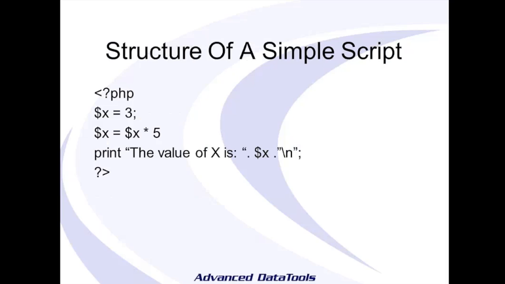Just a structure of a simple script. We talked last week, but you start everything with less than question mark PHP. You do some code, and I just realized I left off a semicolon on the second line. That is my mistake. The first line, x is equal to 3. The second line is x is equal to the value of x, which is 3, times 5. So then you just print it out. You can use print and echo pretty interchangeably when doing simple code. There's a couple extra features if you want to get into advanced stuff, but most of the time echo and print will be interchangeable.